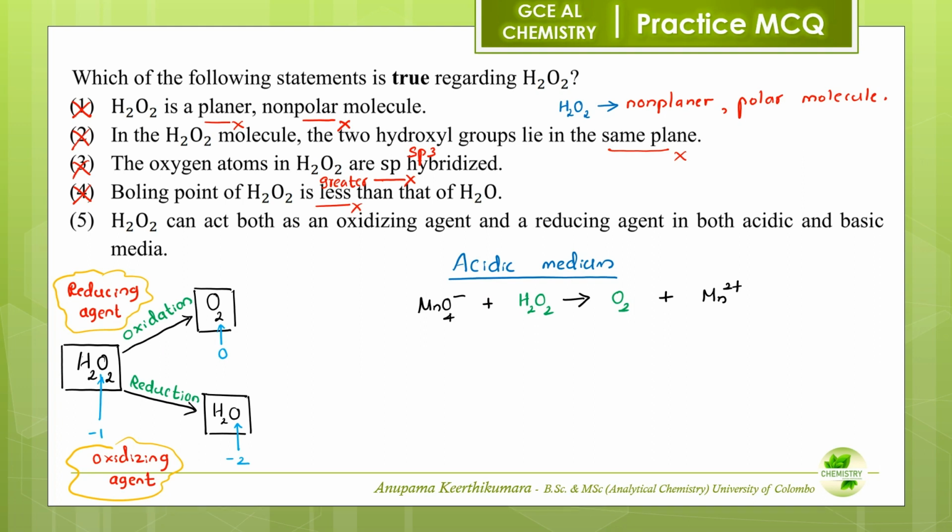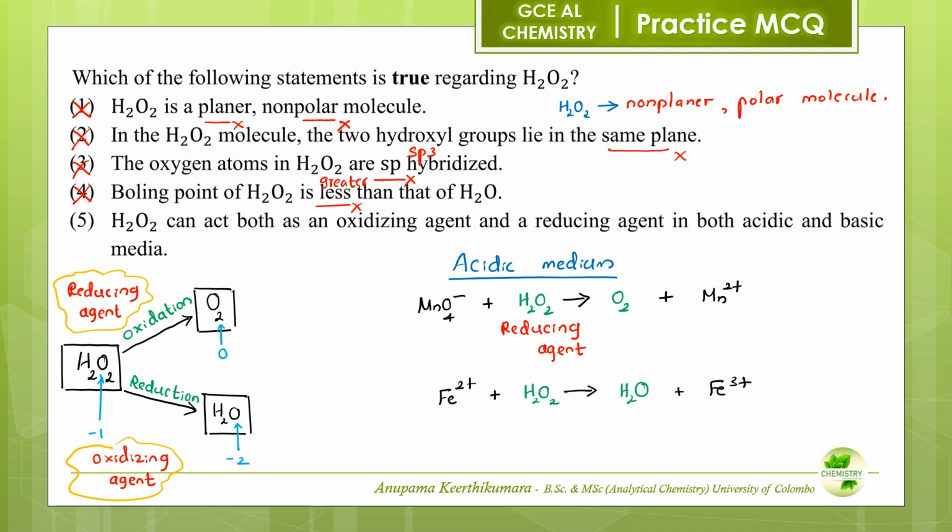In acidic medium, hydrogen peroxide reacts with permanganate ions and converts to oxygen and manganese 2 plus ions. During this reaction, hydrogen peroxide undergoes oxidation and permanganate ions undergo reduction. Therefore, hydrogen peroxide acts as a reducing agent.